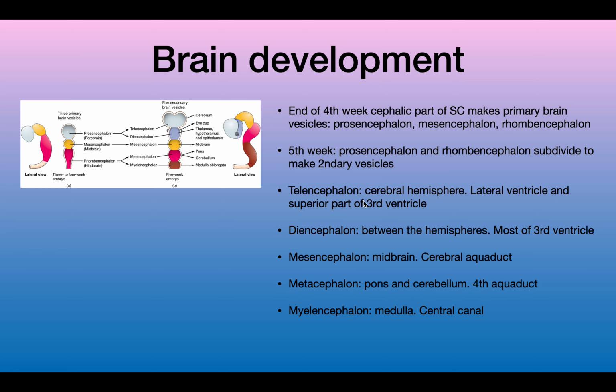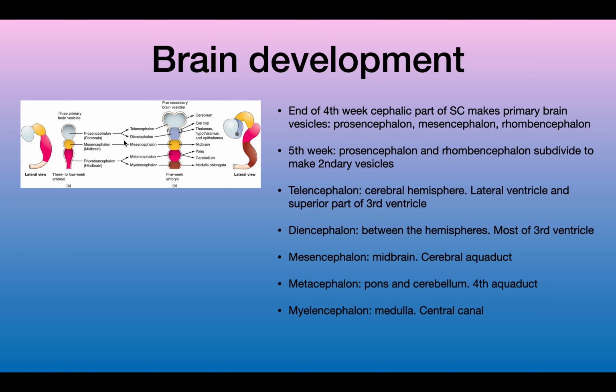The telencephalon is going to be made out of the cerebral hemispheres and the lateral ventricles and the superior part of the 3rd ventricle. The diencephalon is going to be between the hemispheres. That's going to be most of the 3rd ventricle. The mesencephalon is going to be the midbrain. That is going to develop into the cerebral aqueduct. The metencephalon is going to develop into the pons and cerebellum along with the 4th ventricle. And then the myelencephalon is going to make the medulla and the central canal.